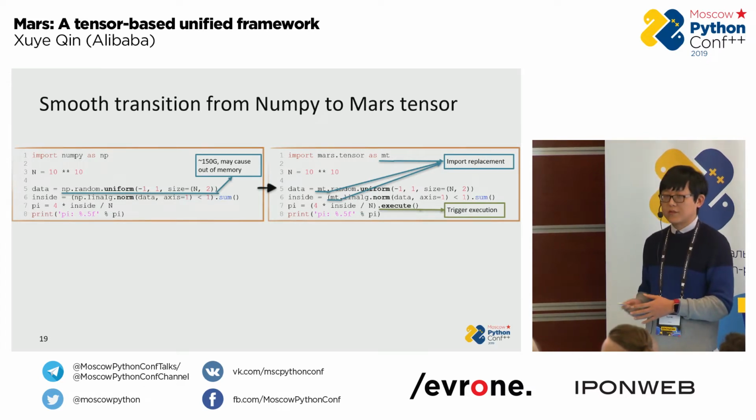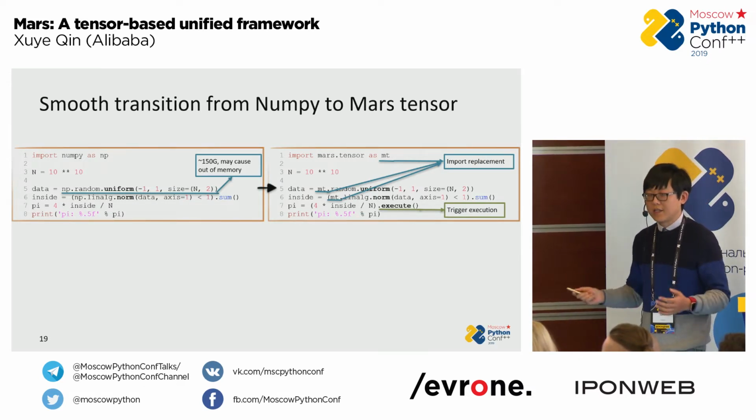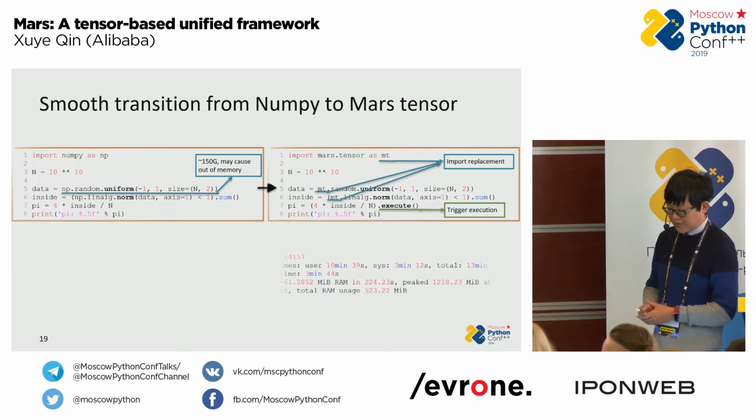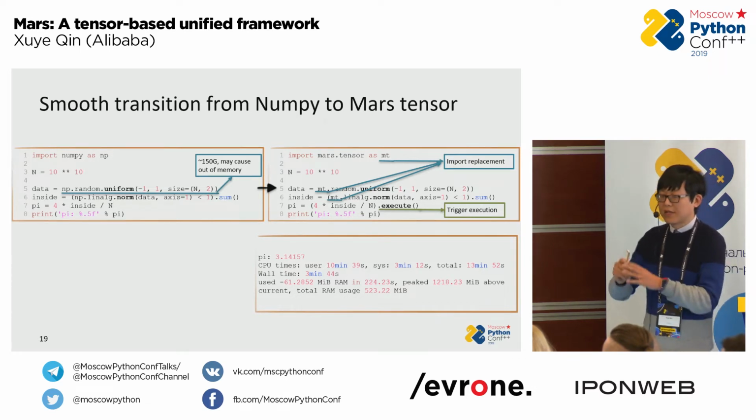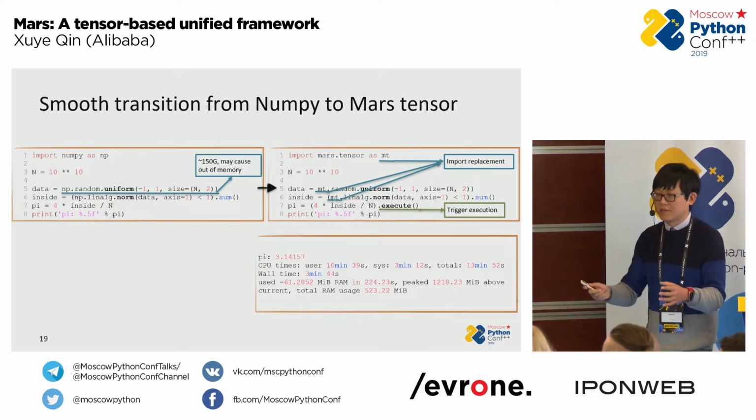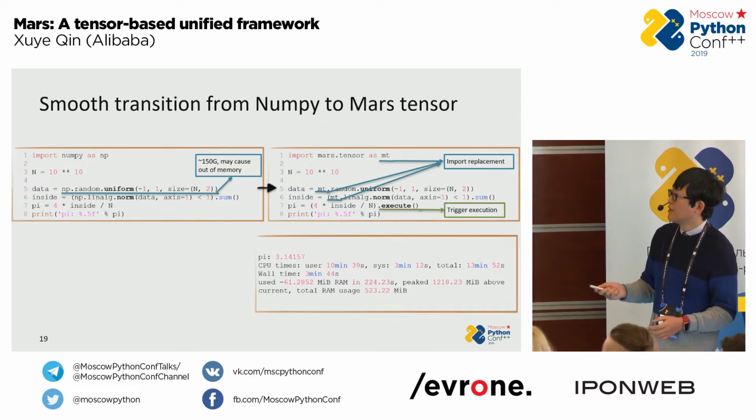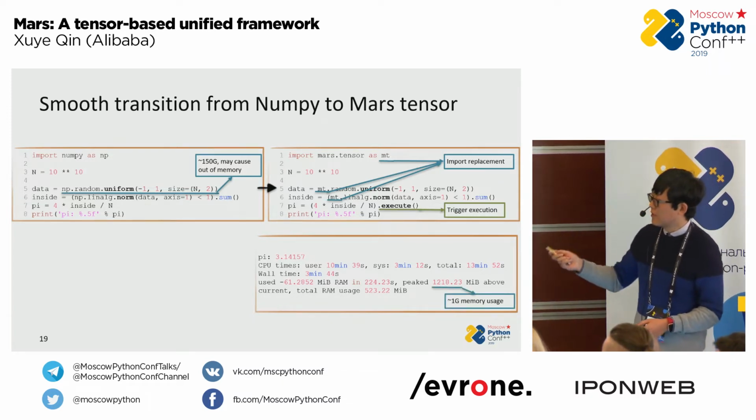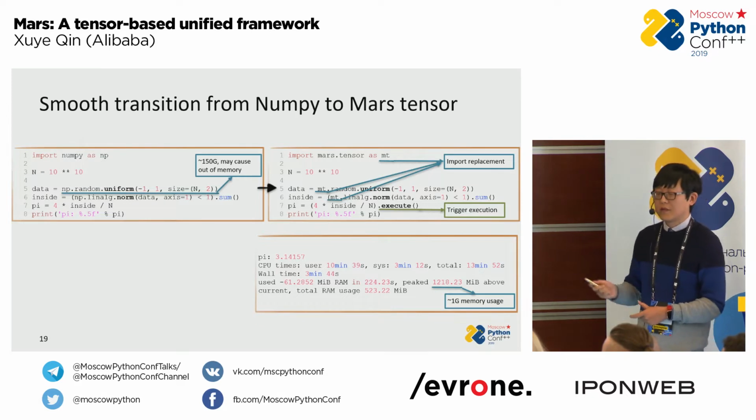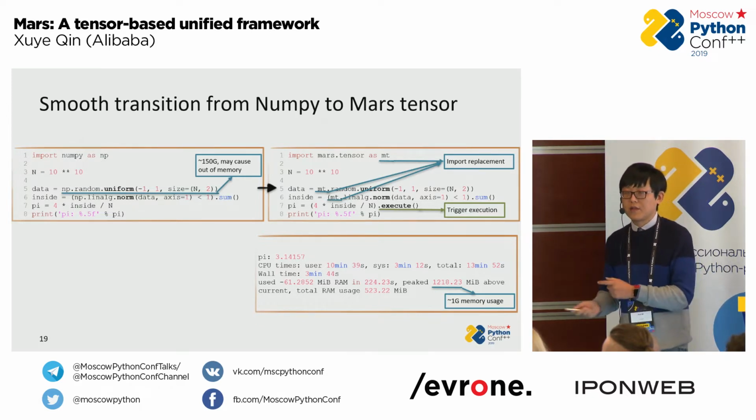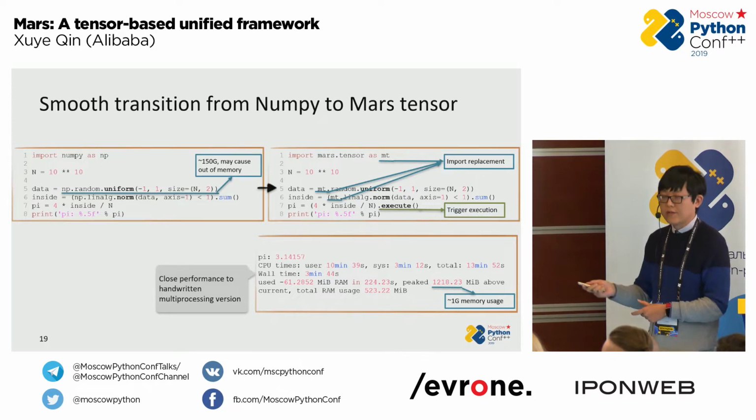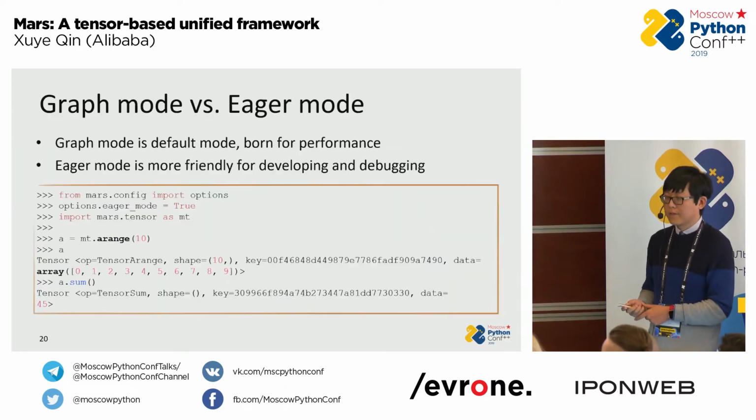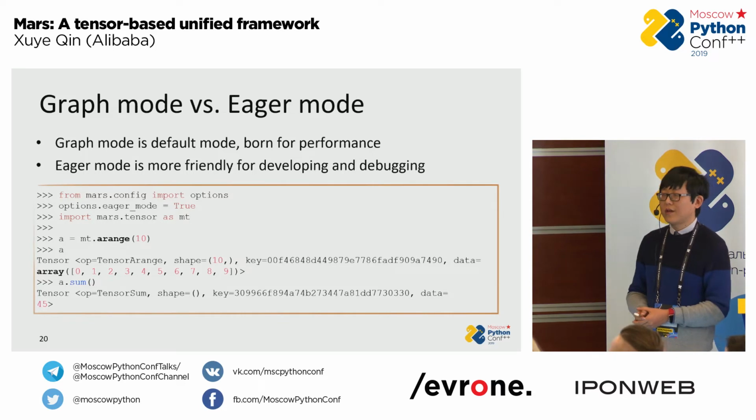Yeah, so Mars Tensor is actually a lazy execution framework. And the benefit is that we can optimize all the process as much as we can. So you can tell that the peak memory usage is only about 1 GB. So Mars Tensor can save as much memory as possible. And the execution time is quite close to the handwritten multiprocessing version.